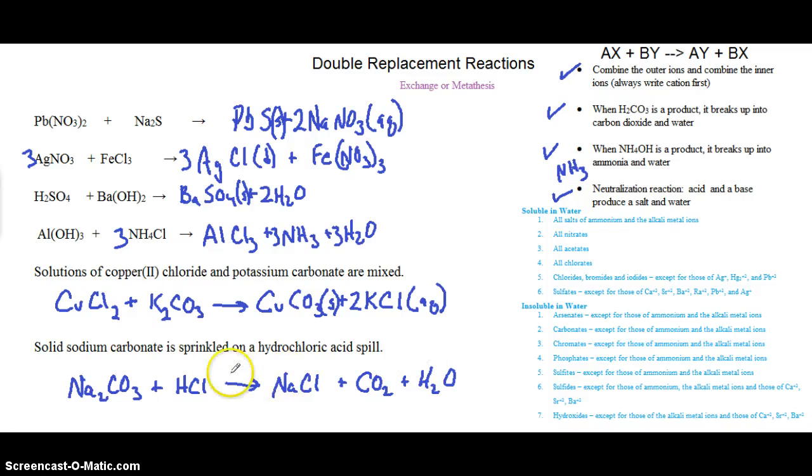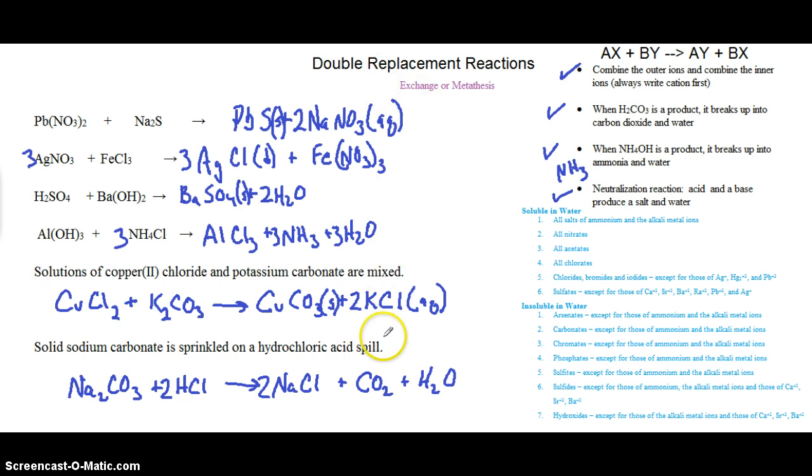And now balancing this thing, going back and forth here a little bit, I have 2 H's here, so I'd probably put a 2 there. I have 2 sodium, so I'd put a 2 there. My Cl's are okay, carbons are good, I have 3 oxygens and 3 oxygens, so I'm in good shape.